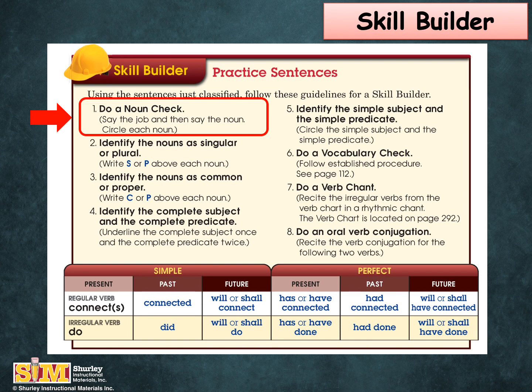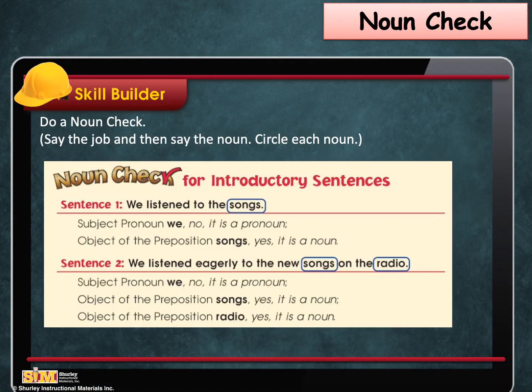Let's take a closer look. Since nouns are located by their noun jobs, it is essential to learn them so that you know where to go to find nouns. Remember to do a noun check. Say the job, and then say the noun. Circle each noun. Follow me as I identify the nouns in the sample sentences.